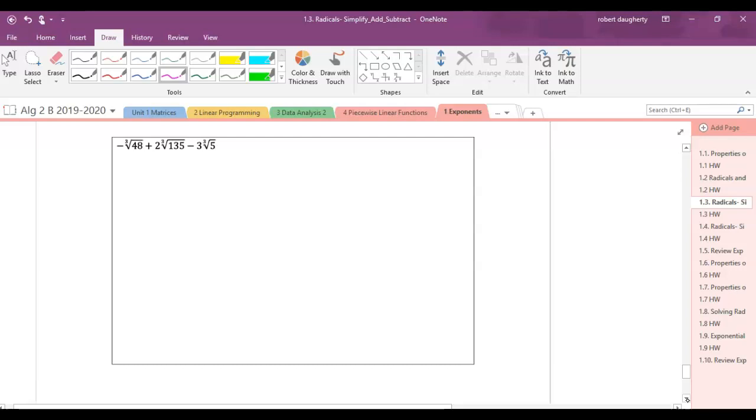Cube root of 48 plus 2 cube root of 135 minus 3 cube root of 5. Cube root of 5, that's about as far as I can go. So let's look at cube root of 48.